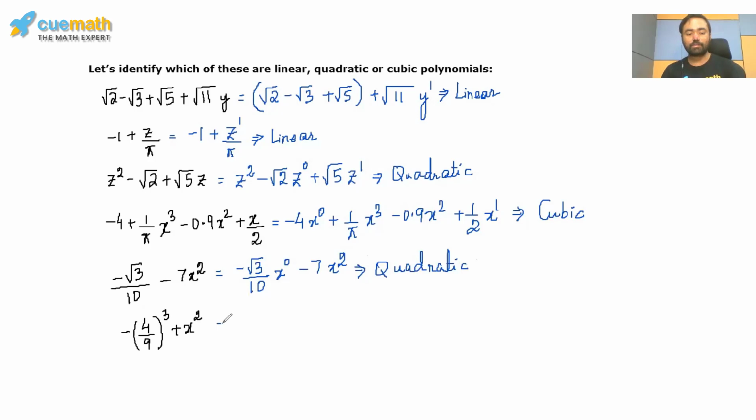And in this last polynomial, negative 4 over 9 whole cube times x raised to the power 0. We'll rewrite this as this because we are representing it in terms of a variable along with a variable. So plus x square. Now the degree of the polynomial is 2. So this is again a quadratic polynomial. Now we see how we can use the definition of linear, quadratic or cubic polynomials to get the answer. So we can easily solve these questions.